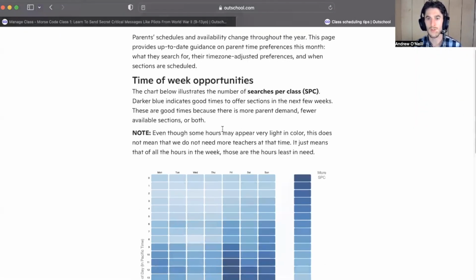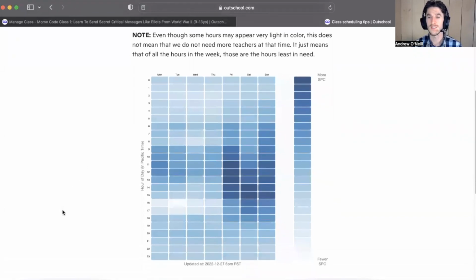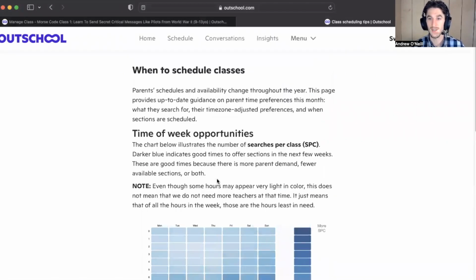who's searching for classes and at what time. It doesn't necessarily say when they're being booked. This is just times that parents are actually searching for. So the darker the blue, the more the searches. So this doesn't mean that there's a demand for that time, but if more people are looking for those times, then there's a chance that that might be a higher in demand time. So look, here you go. It's Friday, Saturday, and Sunday, and a little bit of Monday. So that is the final piece of what I look for in deciding when to schedule my classes.